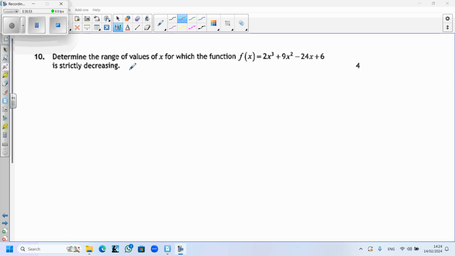Question 10, it says determine the range of values of x for which f(x) equal to all of that is strictly decreasing. So when is a function decreasing? It's decreasing when f dash x is less than 0. So that's your condition, we write that down first. So it's when f dash x is less than 0.